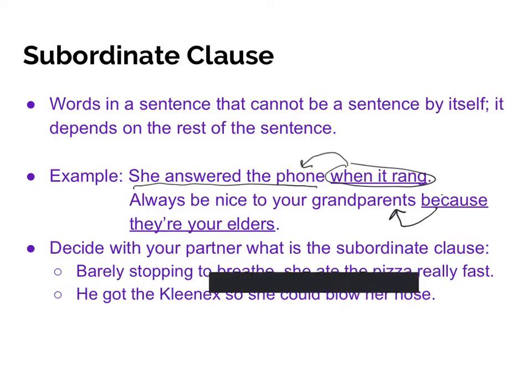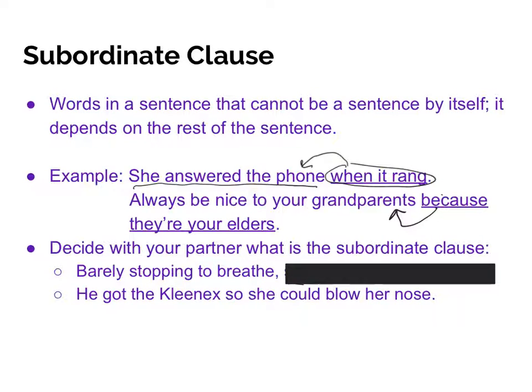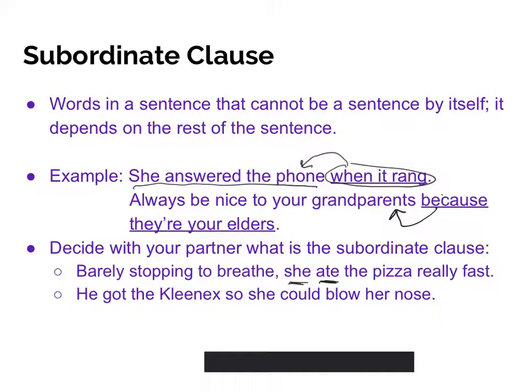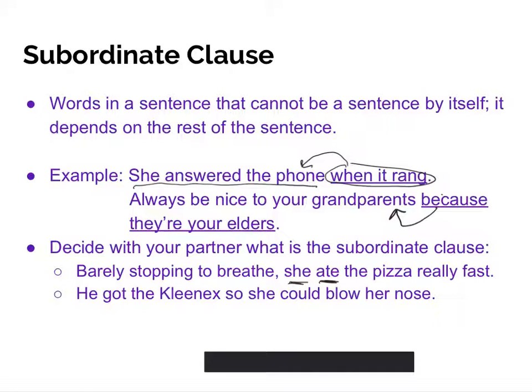Well, let's see if I cover up the other part. Barely stopping to breathe. No, that's not a full sentence. What happened when you barely stopped to breathe? This part here does not fully explain that to me. In order for this to make sense, it needs to be connected to this part of the sentence. This depends on this. So that makes barely stopping to breathe the subordinate clause.